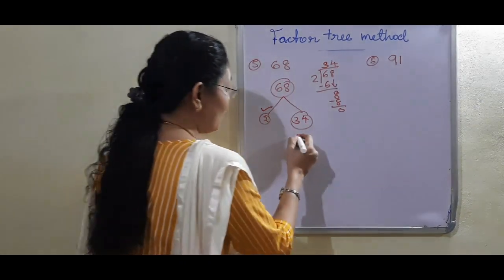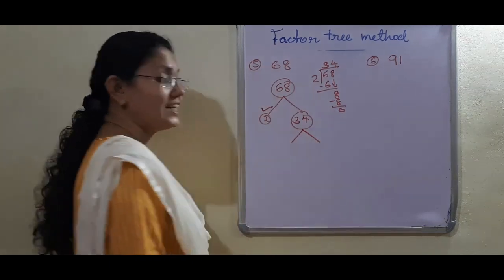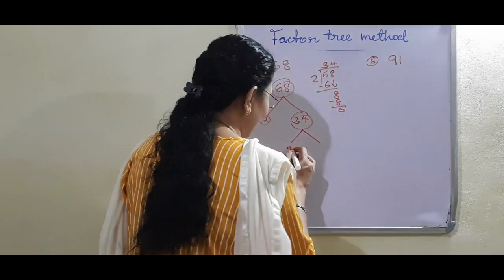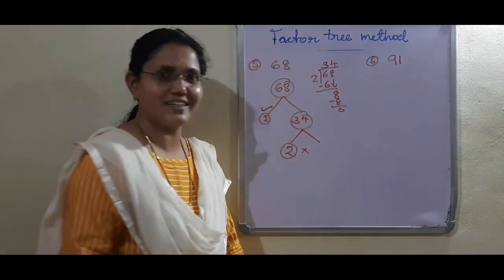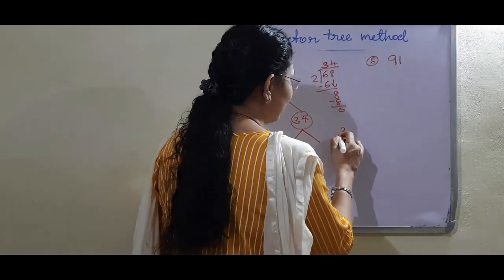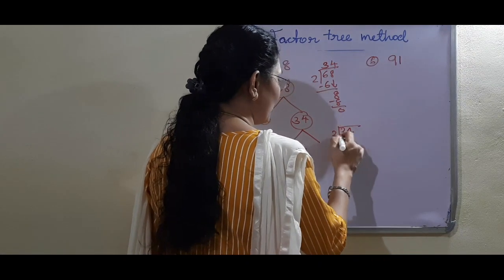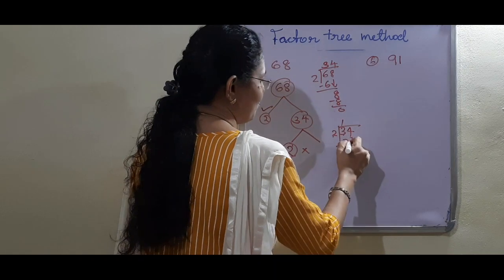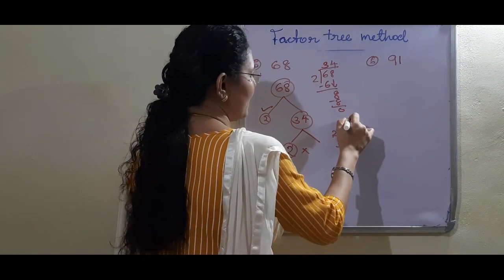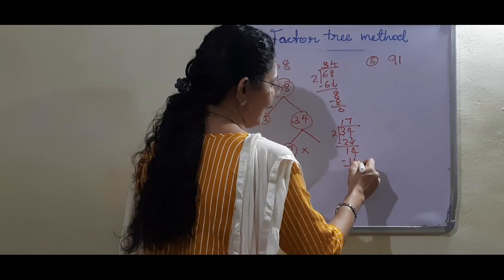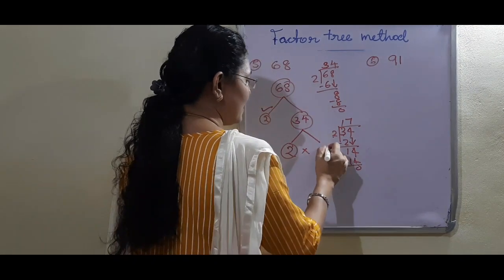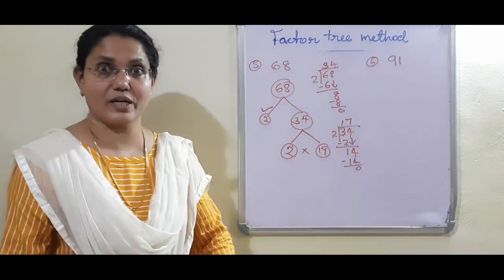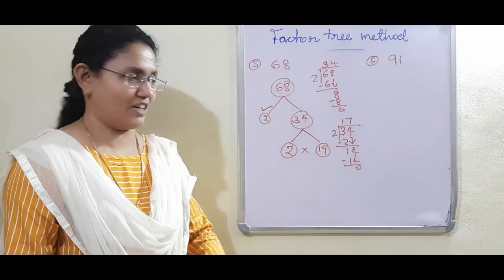Now, if 34 is a composite number, how to find its other factors? 34 is an even number, so 2 is a factor. How will you find the other factor? Yes, divide 34 by 2. 2 in 3, 1 time. 1 two is 2, subtract, 1. Then bring down 4. 2 in 14, 7 times. Remainder 0 means the other factor is 17. If the remainder is 0, then only it is divisible. You can consider the quotient as the other factor.